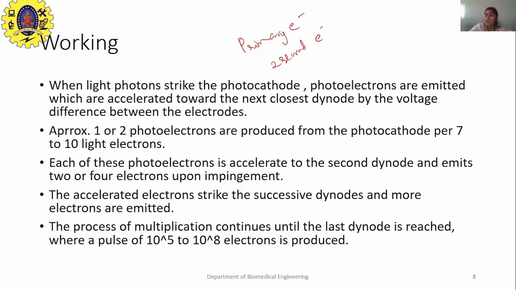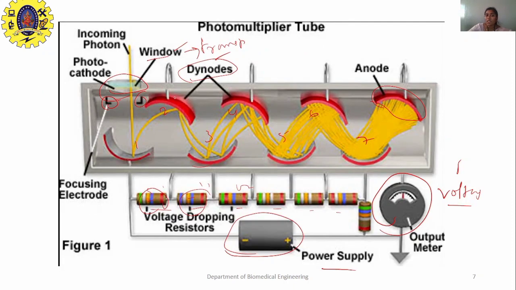What are the primary electrons? The first electrons which strike on the diode. The electrons emitted from the photocathode are nothing but the primary electrons. When these primary electrons strike a series of diodes, they tend to produce many secondary electrons.